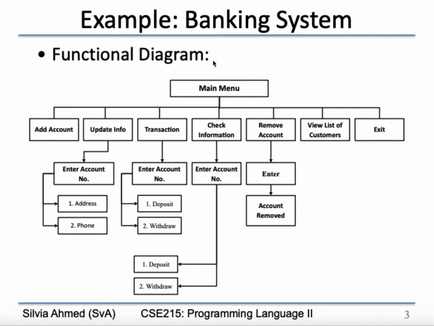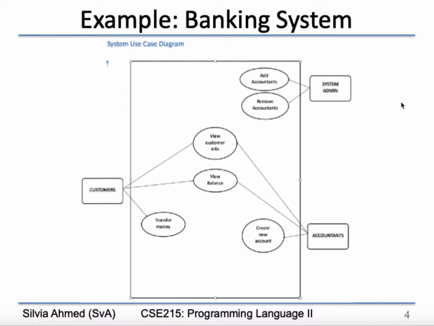Next, with this functional diagram, we need to decide which function is used by which kind of user. And this is known as a use case diagram. A use case diagram looks like this, where inside this rectangular box we have all the functionalities, and outside the box is the user of this program.